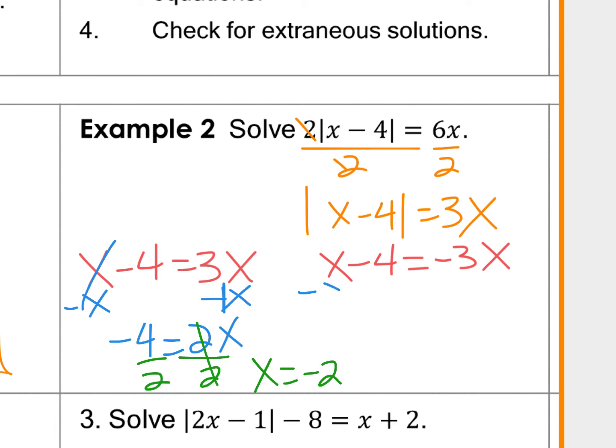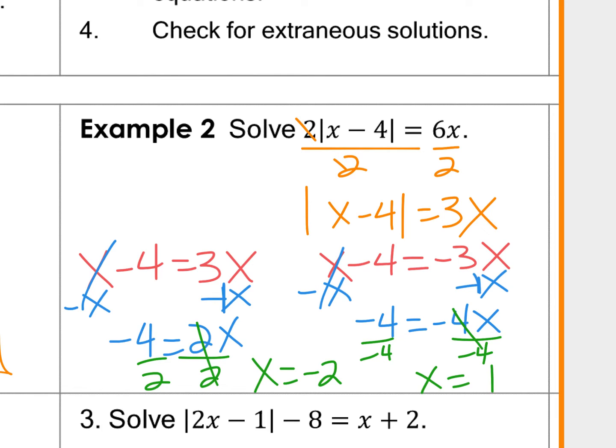Take the same steps over here, subtract the x. Negative 3 minus 1 would be negative 4x, and divide would be positive 1. But do those actually work?